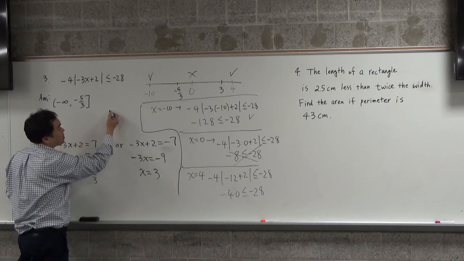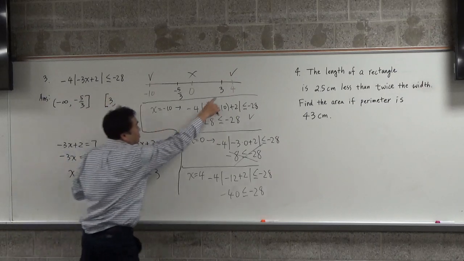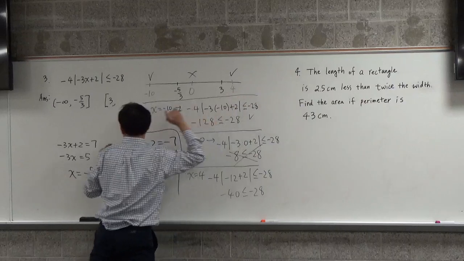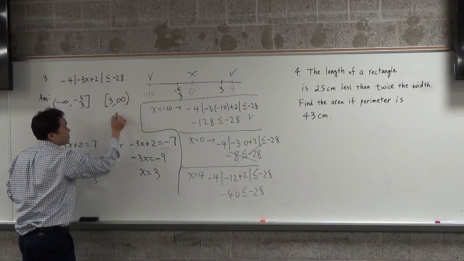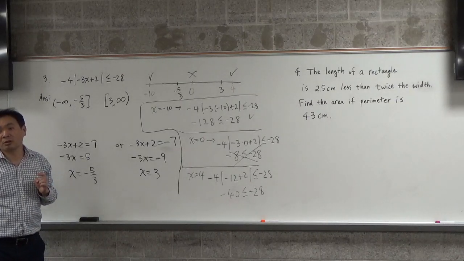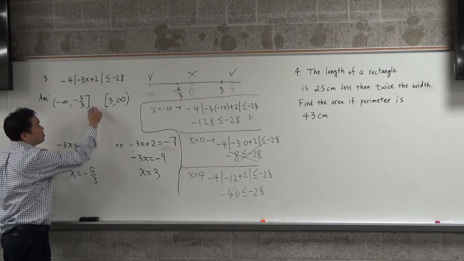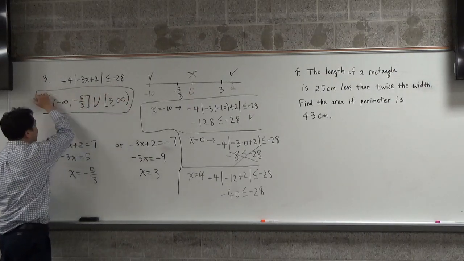And then the other one, again, would include 3 and goes up to where? It starts from 3 and then goes to positive infinity, right? If you have more than one interval, what do you do? You put union U in between. So that will be the answer for this inequality.